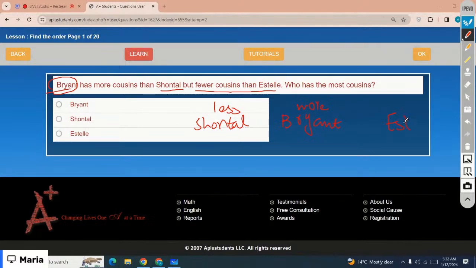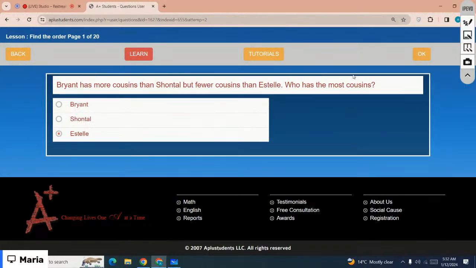This after the but portion is for this one. That means Brent has fewer cousins than Astel. So here is the Astel. Astel is the one who has the most cousins. Got it? The correct option is Astel. Who has the most cousins? Astel. So just make order and find your correct option, right?